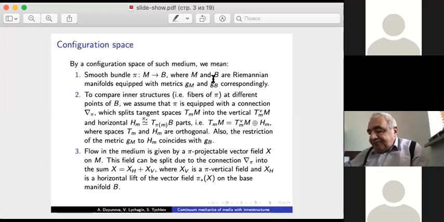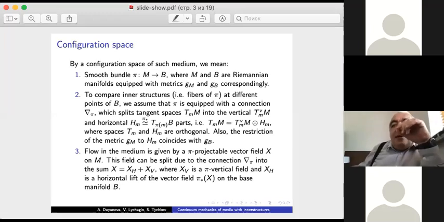Then the second condition is that we can compare inner structures, that is, fibers of pi, at different points of B. We assume that this bundle is equipped with a connection nabla pi. This connection splits the tangent space into vertical and horizontal parts, and the restriction of the metric G on H must coincide with GB.